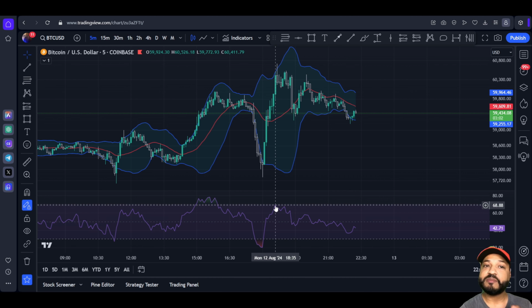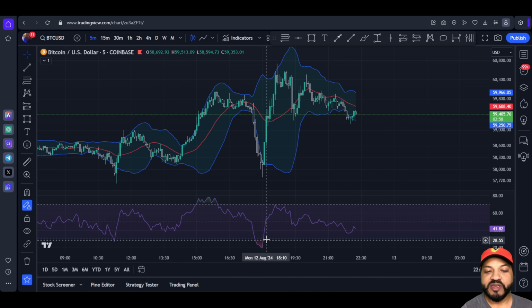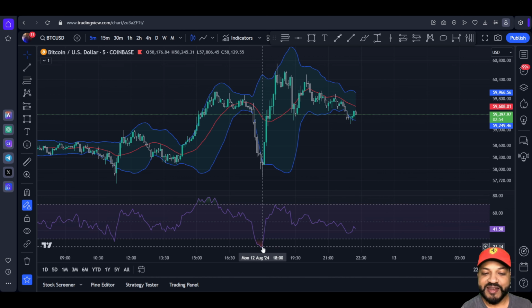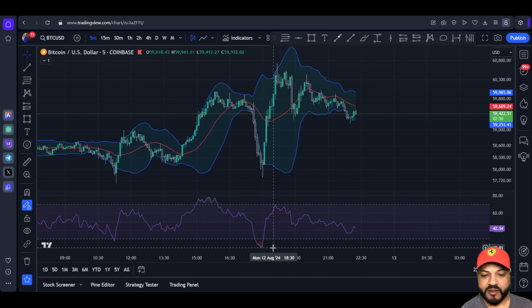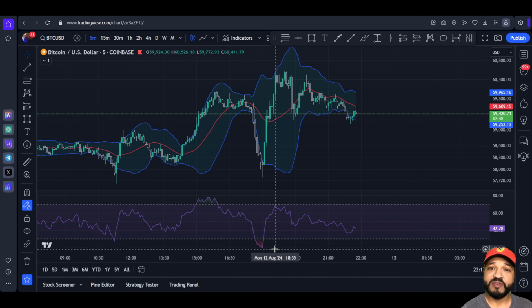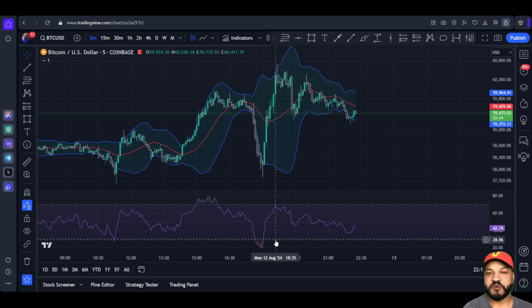Once it goes above 70, it's overbought. That's simple. So over here, it didn't just go below 30, it went below 20. You can see this on this side. Yeah, 19.5. That's below 20. That means it's completely oversold.